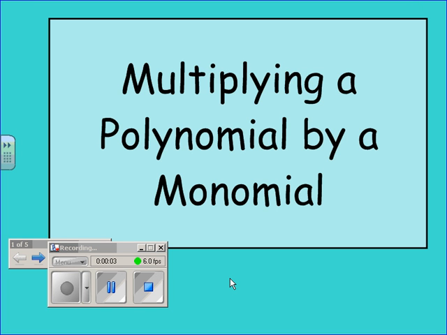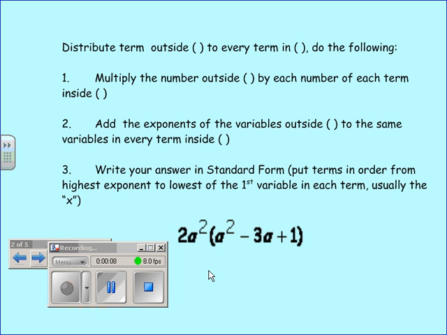Today's lesson is on multiplying a polynomial by a monomial. Here we have a monomial, 2a squared, and we're going to multiply that times this polynomial that's in the parentheses, a squared minus 3a plus 1. We're going to follow the steps above to get the product of these two polynomials multiplied together.